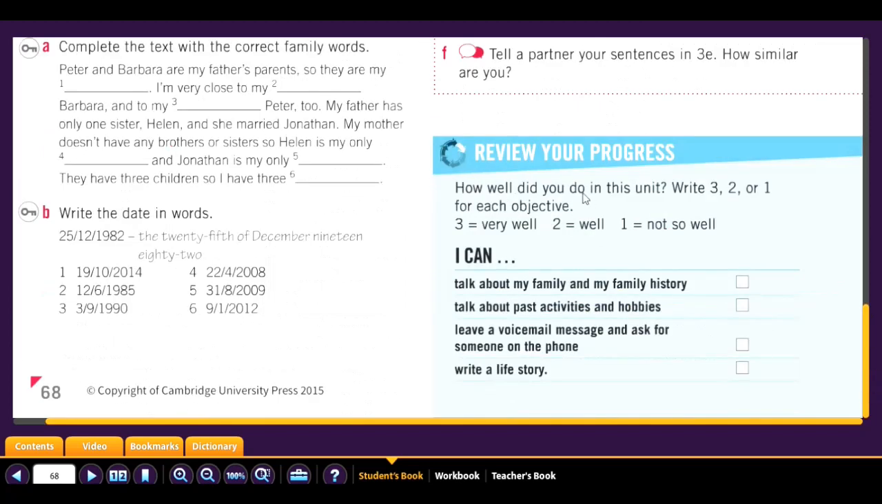Now review your progress. How well did you do in this unit? Write 3, 2, or 1 for each objective. What can you do now and how well can you do it? ¿Qué pueden hacer y qué también lo pueden hacer? So that's everything for today. And it's the last of the unit.